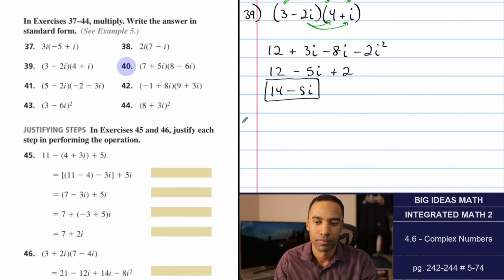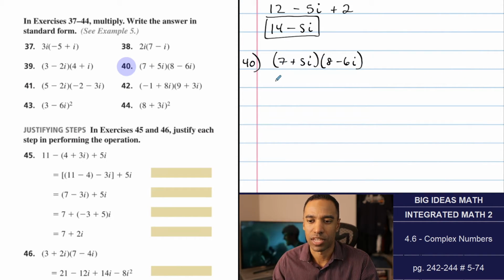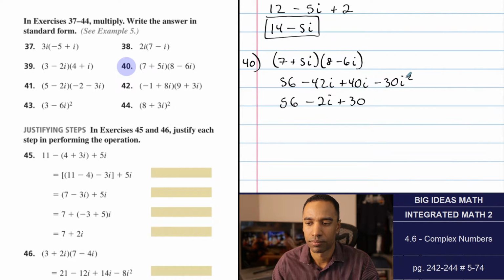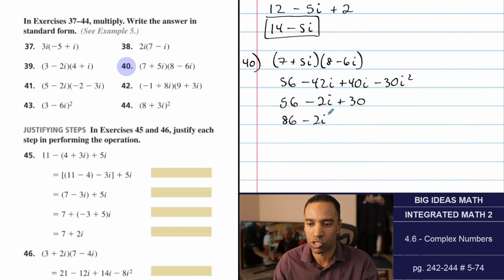Number 40. We have 7 plus 5i times 8 minus 6i. And we get to FOIL again. So 7 times 8 is 56. 7 times negative 6i is negative 42i. 5i times 8 is 40i. And 5i times negative 6i is negative 30i squared. So now we get 56. Negative 42i plus 40i is negative 2i. And this becomes plus 30 because the i squared is negative 1. 56 plus 30 is 86. You're left with 86 minus 2i.